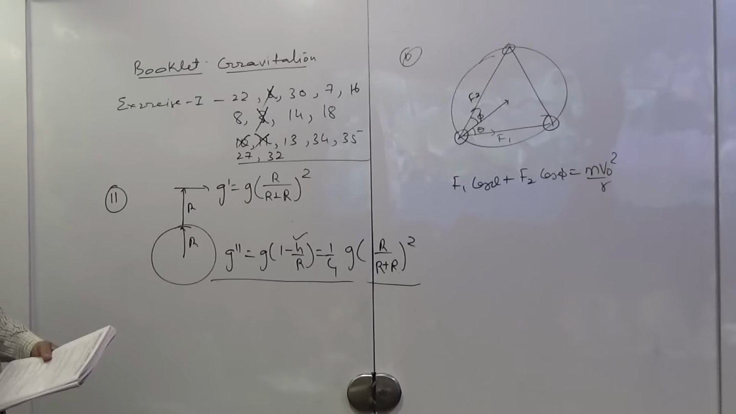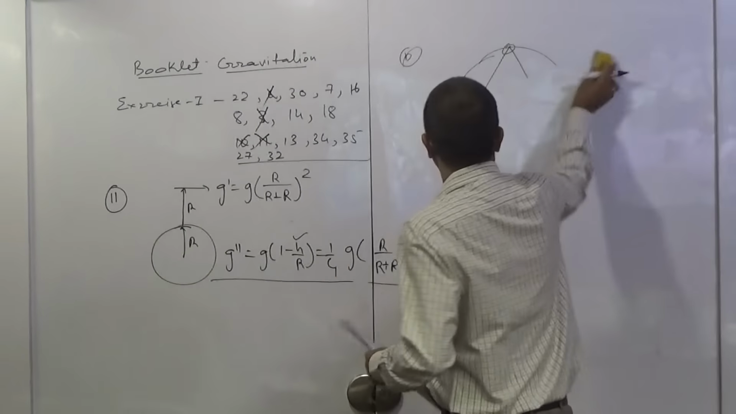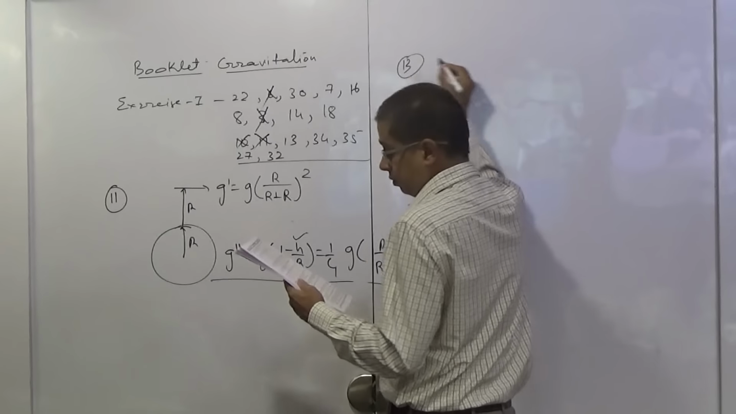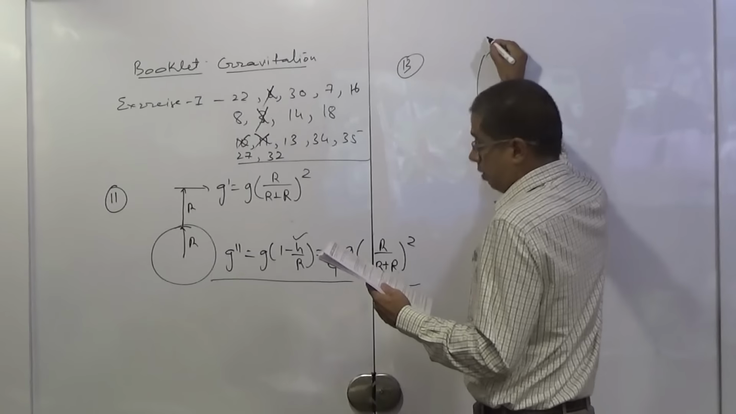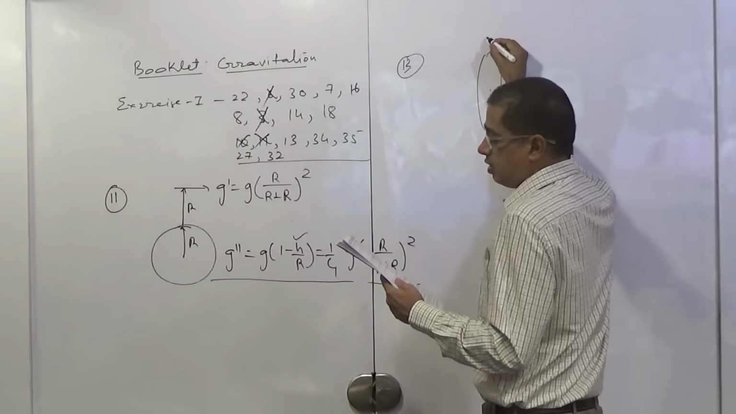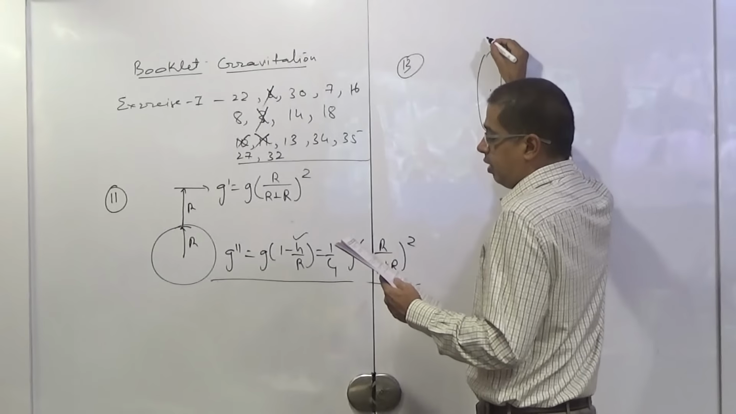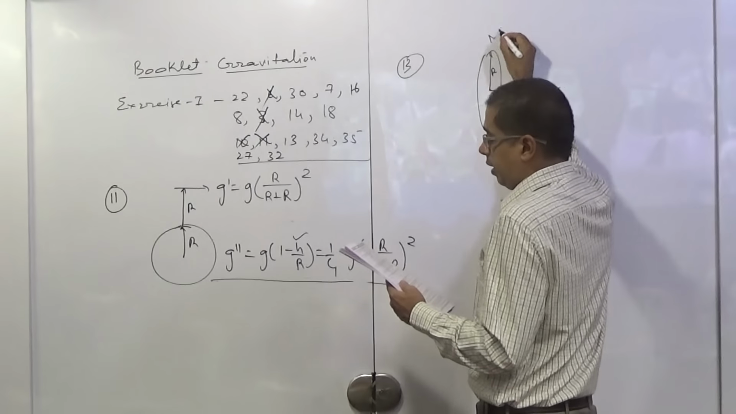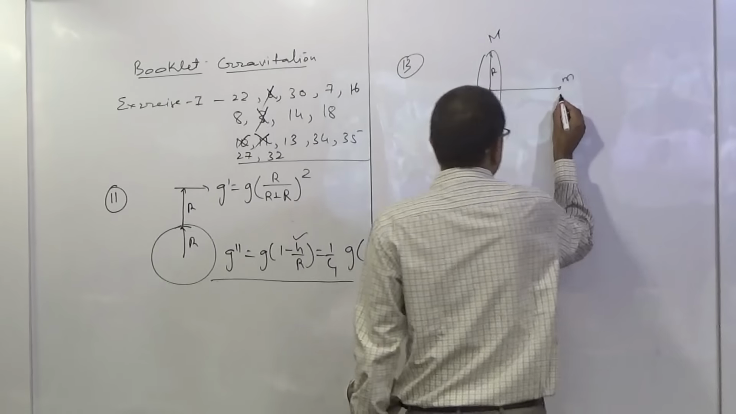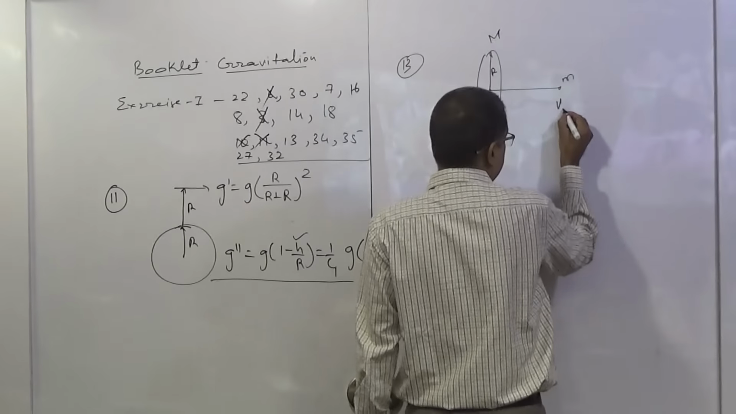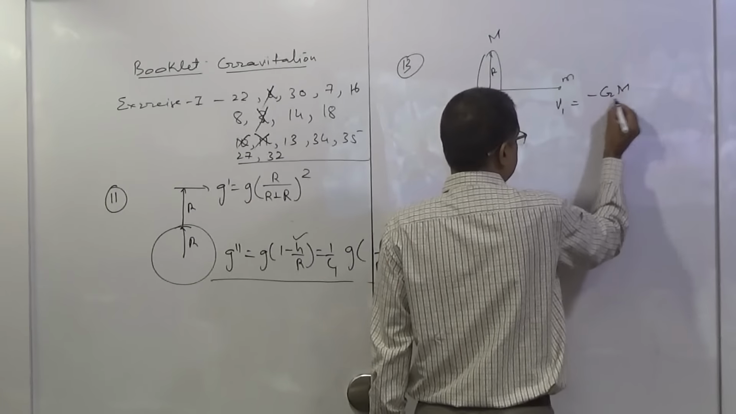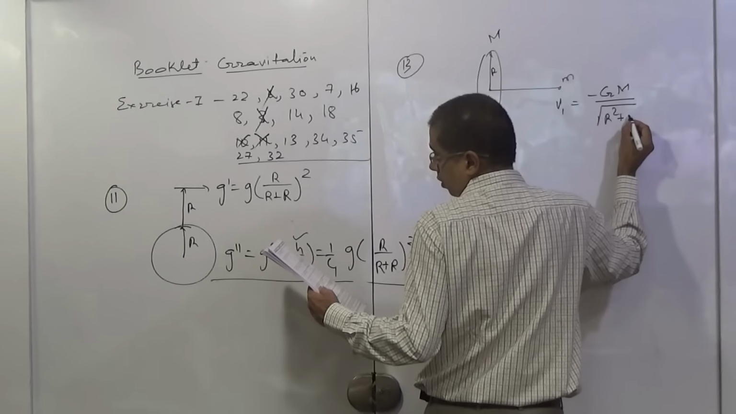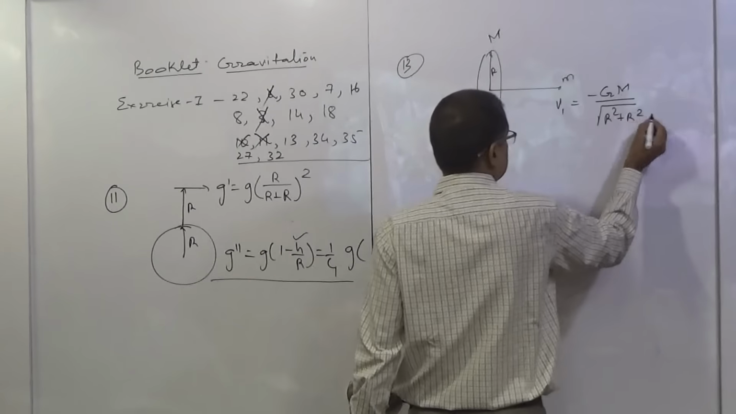Thirteenth and 14th. There is a ring. Mass m starts from rest at a distance of r from the center along the axis of a fixed ring of radius capital R and mass capital M, small m. Please find out the potential here and here. What will be the potential here? V1 is minus GM by under root r square plus capital R square.